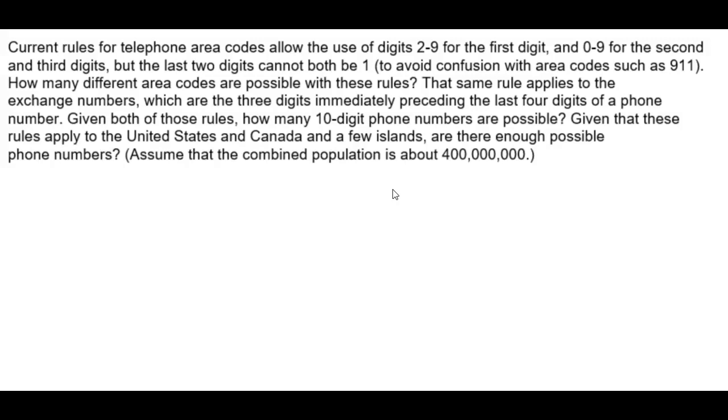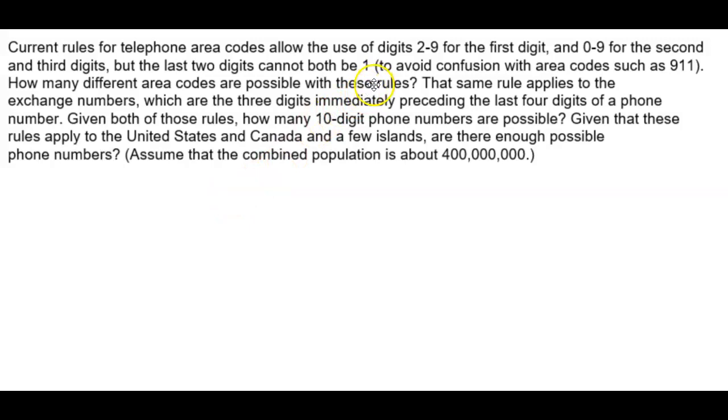Now the same rule applies to the exchange numbers, which are the 3 digits immediately preceding the last 4 digits of a phone number. Given both of these rules, how many 10-digit phone numbers are possible? Given that these rules apply to the United States and Canada and a few islands, are there enough possible phone numbers? And assume that the combined population is about 400 million.